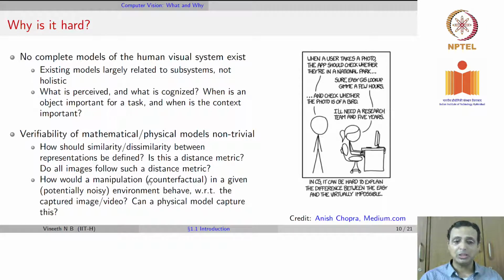So if you had a manipulation in a given environment, how would that change the behavior of the perception or the cognition of the image? Can a physical model or a mathematical model of your environment actually capture those kinds of counterfactuals and how they affect your perception? These are open questions at this point, and these are the reasons why computer vision stays a hard problem today.